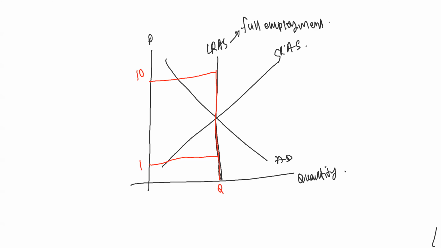Then, in this analysis, when we talk about long run and short run, let's say there was a fall in cost of production. What would happen if there is a fall in cost of production? If there is a fall in the cost of production, what would happen to this graph? What do you think would shift?